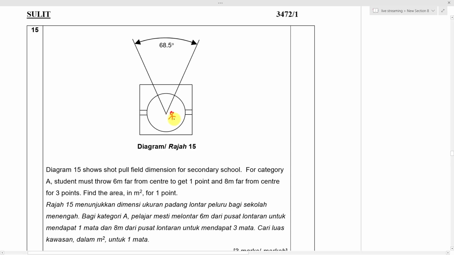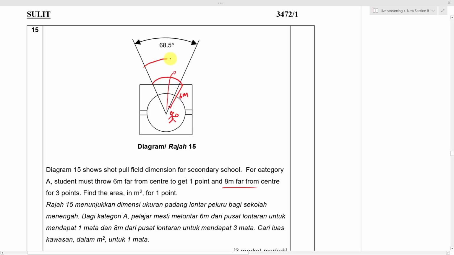So imagine if you are standing here, let's say this is 6 meters. So you want to get 1 point, you need to throw the rock beyond here, isn't it? Because if the distance here is 6 meters, you must throw beyond the 6 meters, then only you can get 1 point. Okay, even though here they say 6 meters far from the center, that means it's impossible. You get 5 meters, you also get 1 point. So therefore here you will get 1 point. And 8 meters far from the center, you will get 3 points.